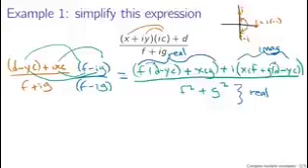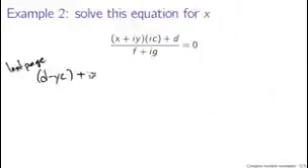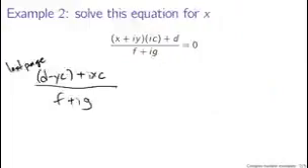As a second example, consider solving this equation for x. Now this is the same expression that we had in the last problem, only now we're solving it for it equal to 0. So from the last page, I'm going to borrow that first simplification step we did, distributing this through. We had d minus yc for the real part, plus ixc for the imaginary part, and that was divided by f plus ig.